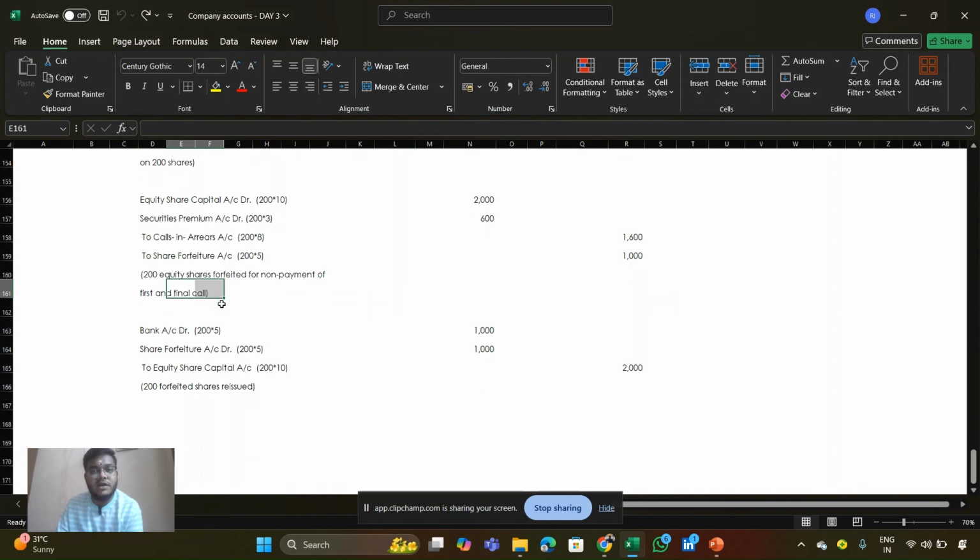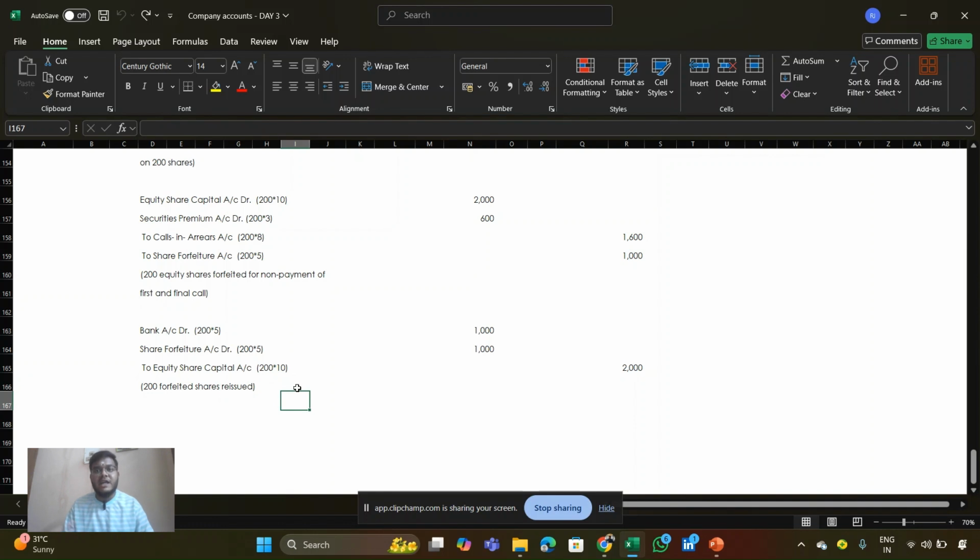Next, what they have said, reissue. Reissued at rupees 5 per share. Okay, so bank account debtor 200 into 5, so 1000 rupees. Then share forfeiture, how much? 200 into 5. Equity share capital 200 into 10. So 200 shares reissued. Whatever shares they have forfeited, all shares have been reissued. If all shares have been reissued, there will be no gain. There will be no gain to transfer to capital reserve. Okay, whole shares have been reissued.